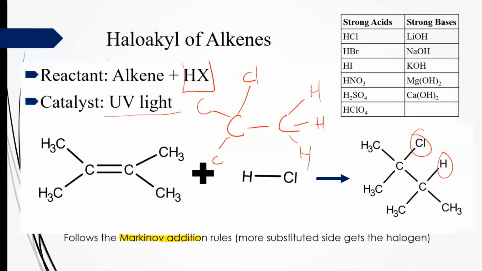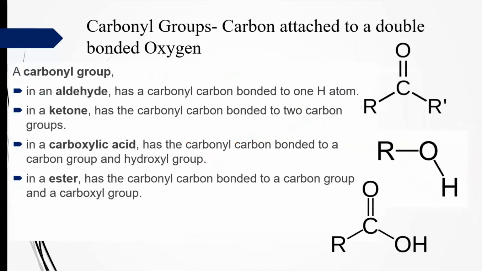Now, from there, we're going to talk about some carbonyl groups. Our carbonyl groups are our next set of functional groups. So our next set of functional groups focus on the carbon and its interactions with oxygens. And so carbonyls are carbon attached to a double bonded oxygen of some kind. Now they can be aldehydes, which means that it has a carbonyl bond connected to one atom of hydrogen. So that looks something like this.